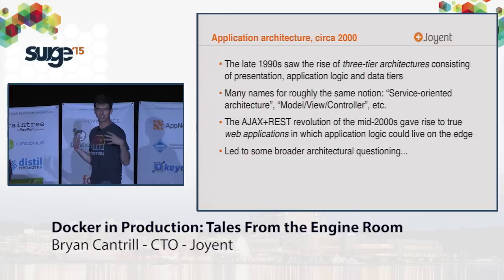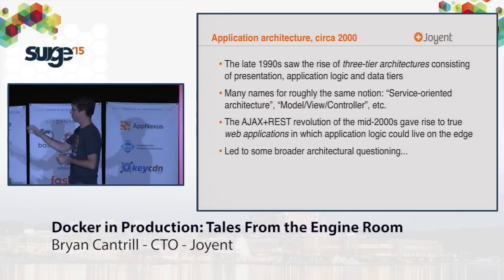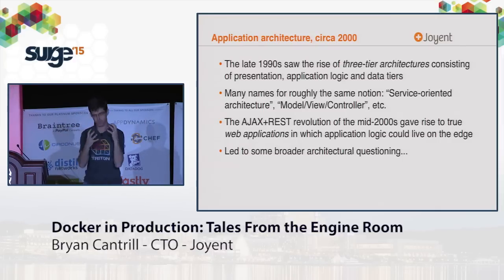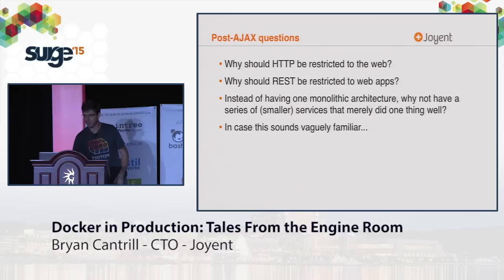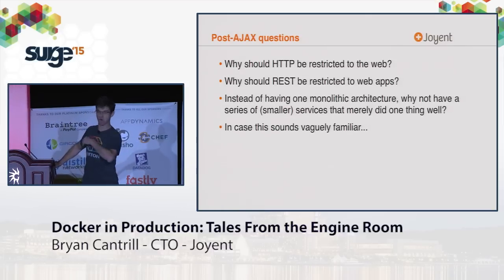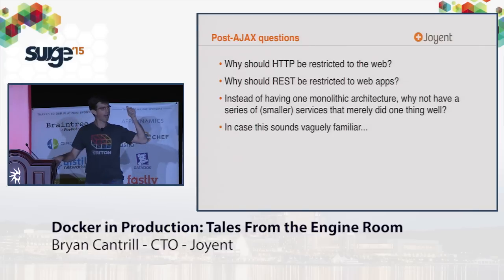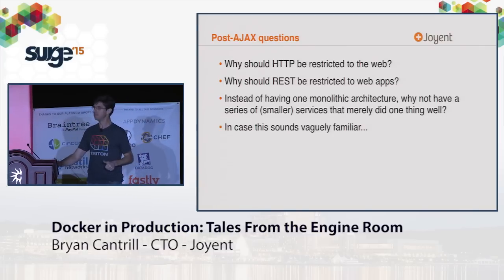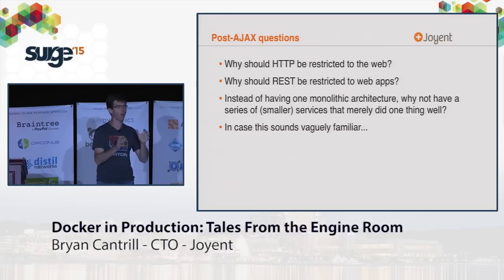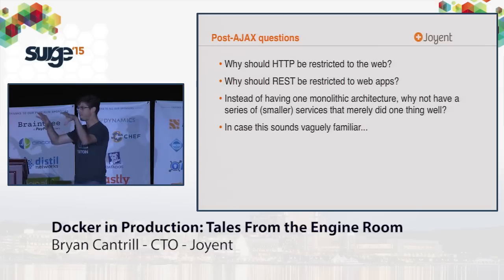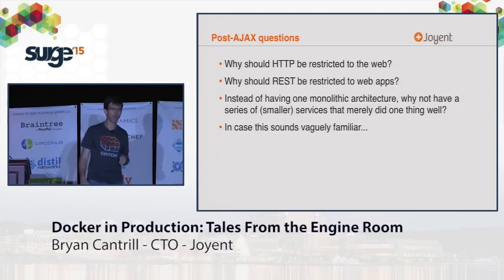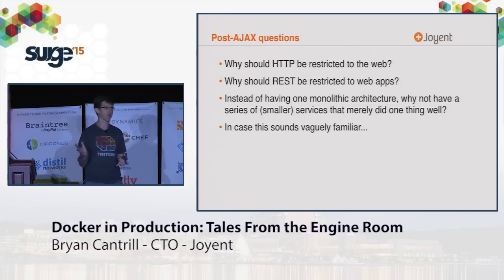But the Ajax and REST revolution that was spawned by this gave rise to true web applications. The browser was actually serious. We could go build some interesting things. And this led to some broader architectural questioning that a lot of us went through now 10 years ago. One is, why am I restricting HTTP to the web? HTTP is a useful protocol. It's very nice to be able to see what's happening and so on. Why am I only using this for the web? Can I build an internal system out of HTTP? And why is REST restricted to web apps? Why am I only using REST for the stuff that's web-facing?